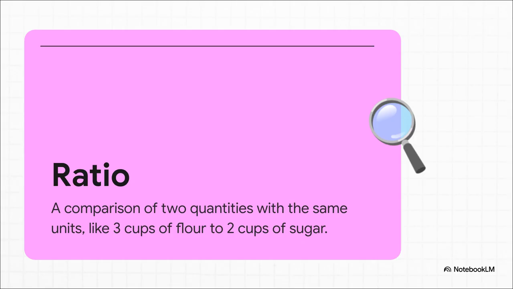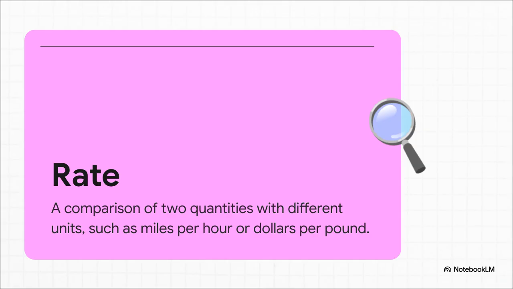Think about that recipe again. You might be comparing, say, 3 cups of flour to 2 cups of sugar. See? They're both measured in cups. It's a like-for-like comparison. Now, a rate, that's a little different. A rate compares two things that have different units. This is where we get ideas like miles per hour or dollars per pound. We're connecting two totally different measurements, like distance and time, or money and weight.